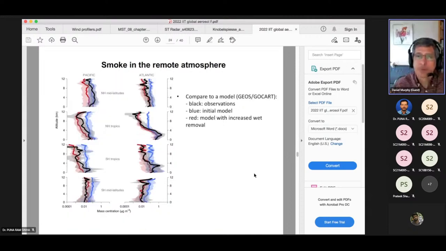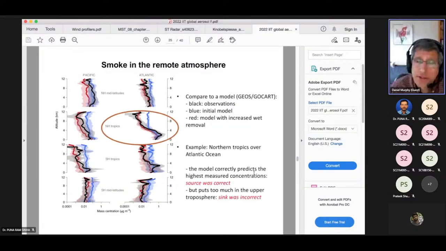So we can also compare to the models, like we did for sea salt. This is a more conventional model comparison showing vertical profiles at different locations around the world. At each one of these, the black is the observations, with the gray being an uncertainty in the observations. The blue is the initial model, and the red is a model with increased wet removal. And I circled the northern hemisphere tropics over the Atlantic Ocean.